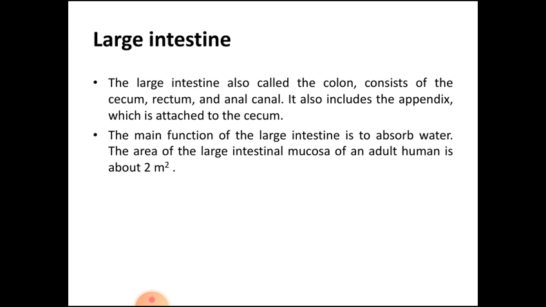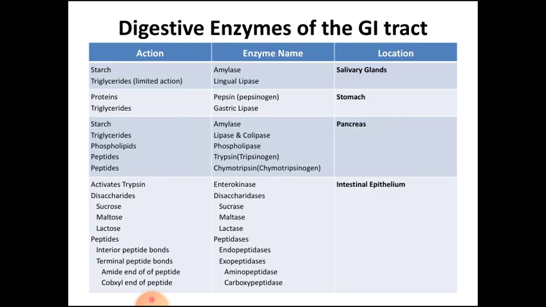The large intestine is the second, larger part of the GIT, also called the colon. It consists of the cecum, rectum, and anal canal. It also includes the appendix, which is attached to the cecum. The main function of the large intestine is to absorb water. The mucosal area of the large intestine in an adult human is about 2 square meters.